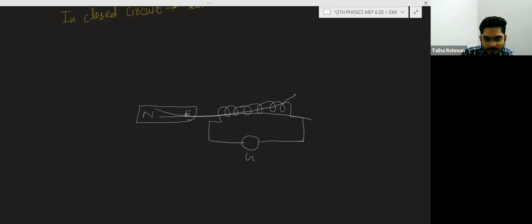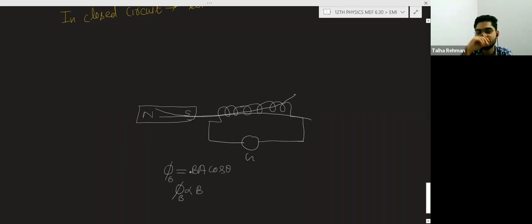And what is magnetic flux? Magnetic flux is BA cos theta. Here the area is not changing, theta is not changing. So you can say this magnetic flux is directly proportional to the magnetic field. It means when the magnetic field increases, the magnetic flux will increase.